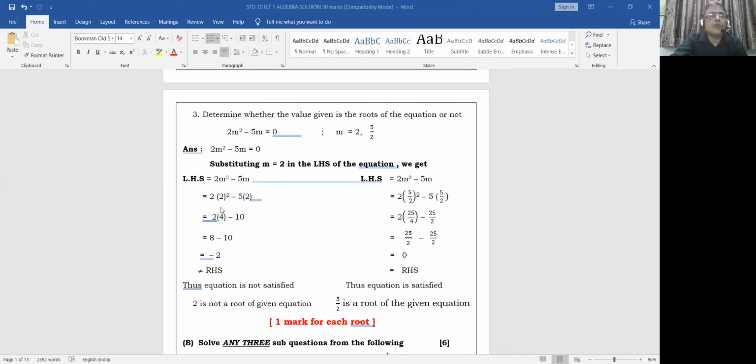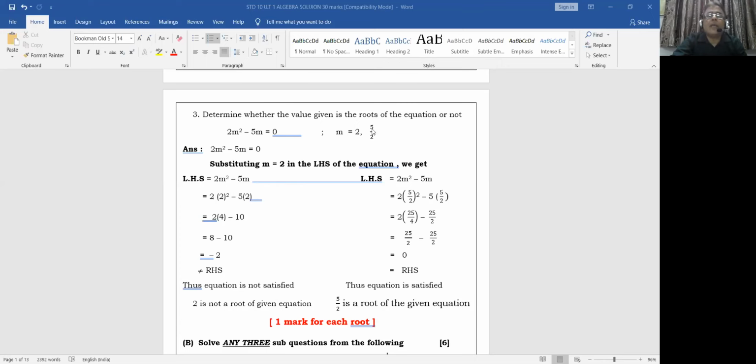So after substitution, I get LHS equal to minus 2, but RHS is equal to 0. So my LHS is not equal to RHS. Equation is not satisfied. So 2 is not a root of the given quadratic equation. If you have not written here, equation is not satisfied, if you have written here, LHS is not equal to RHS, then also it is well and fine.